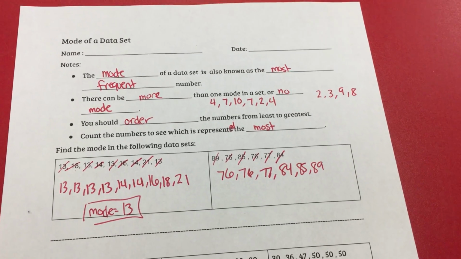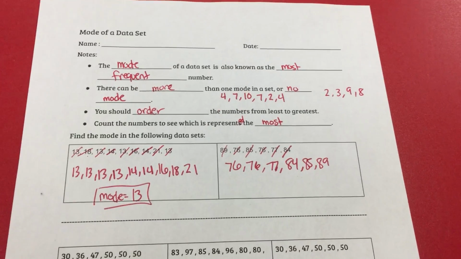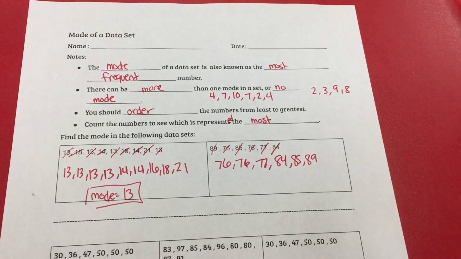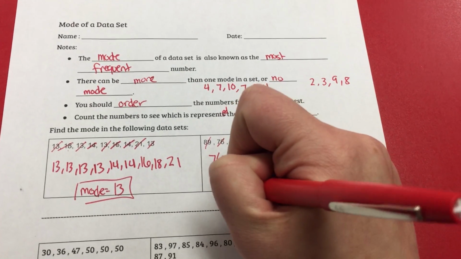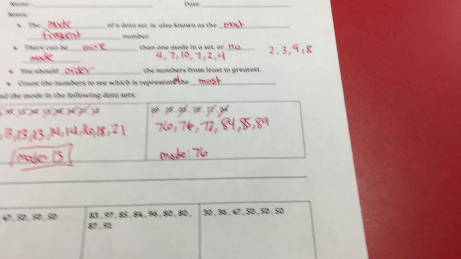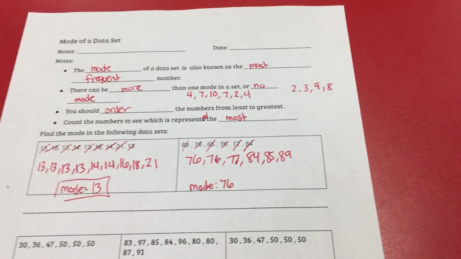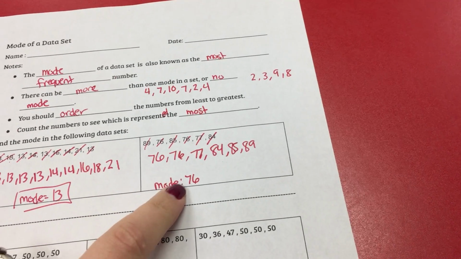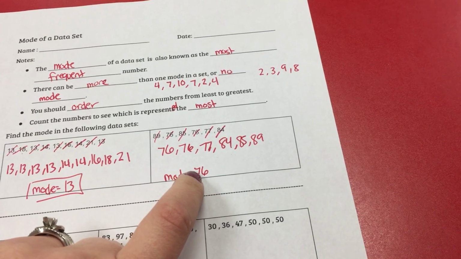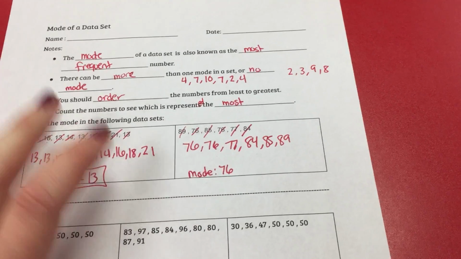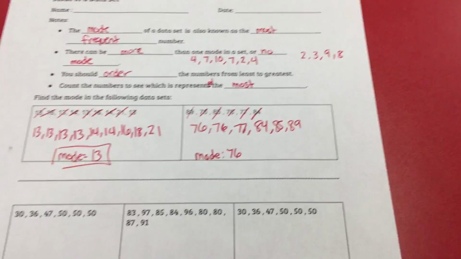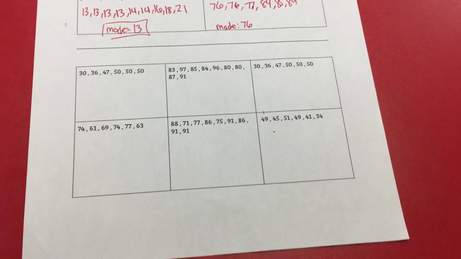Now you're going to look for the number that you see the most frequently. Here, again, we only have one mode. It is 76. That was a mistake. I meant to put one in there that had more than one mode, but that is okay. If you have more than one mode, you would just write mode 76, comma, whatever the other one is. If there is no mode, you would just write no mode. Please remember, you can have more than one, or you can have none, or you can have just one.